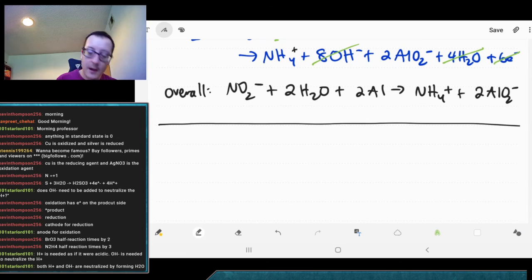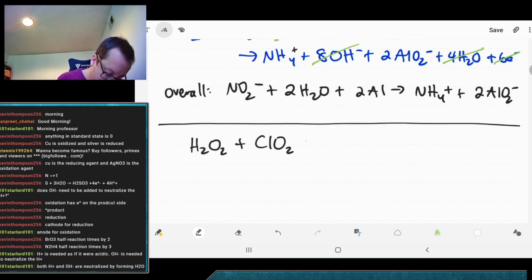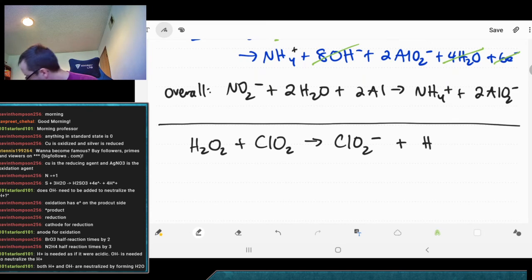Alrighty. Hydrogen peroxide. Chlorine dioxide. This is going to be just oxygen. Alrighty. And let's do this one in basic solution. So basically we've done problem 26 on the homework here. Just all of these reactions. Because why not? It's fun.